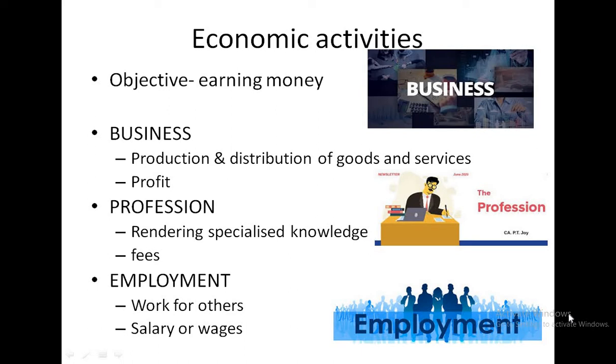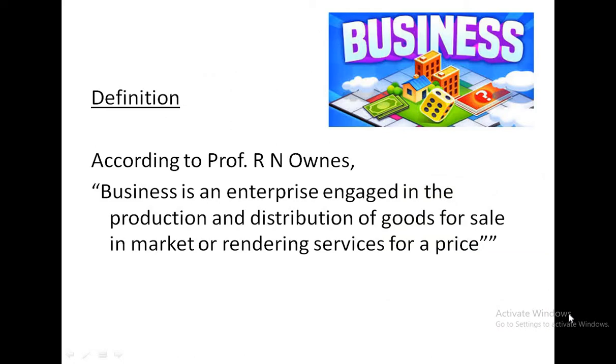Here two terms are there: employer and employee. So, who is an employer? Employer is a person who appoints people to do work under him. And who is an employee? Employee is a person who is appointed under the employer to do the work for the employer. We'll go in detail what is business, profession, and employment.